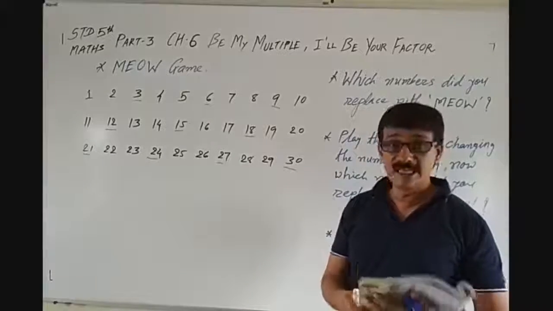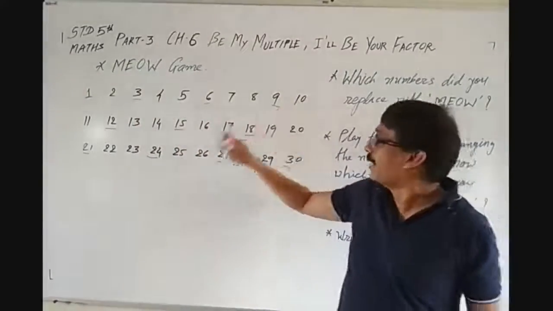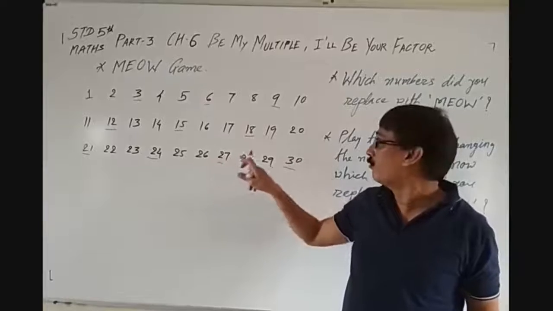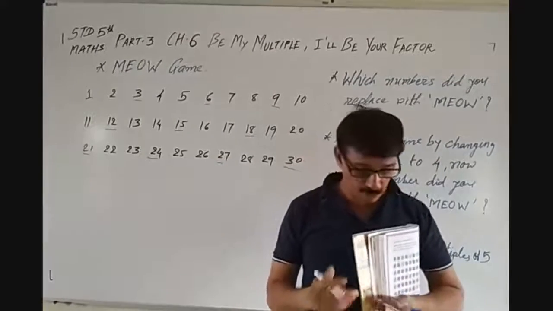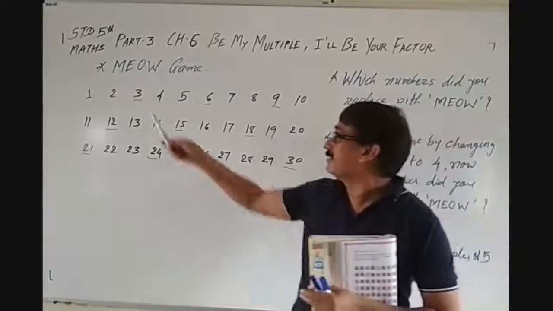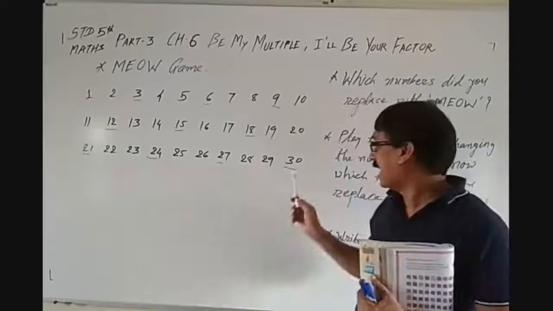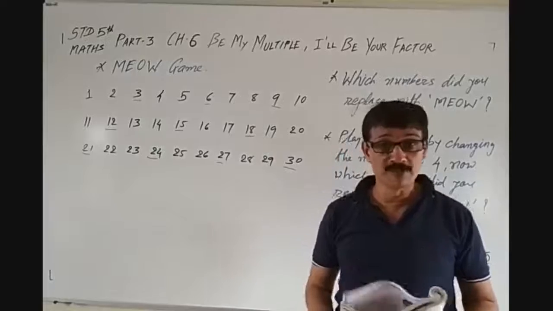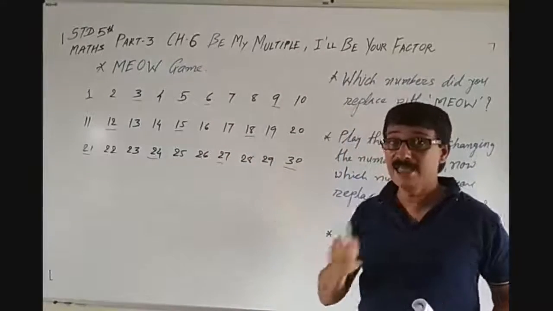So on the numbers, see these are 3, 6, 9, 12, 15, 18, 21, 24, 27 and 30. Now do you know the table of 3? See, 3 ones are 3, 3 twos are 6, 3 threes are 9, like that. 3 tens are 30. So, these are the multiples of 3. Or we can say all these numbers can be divided by 3.